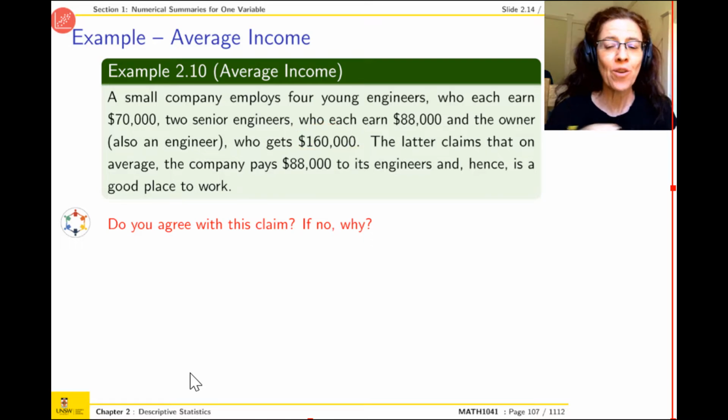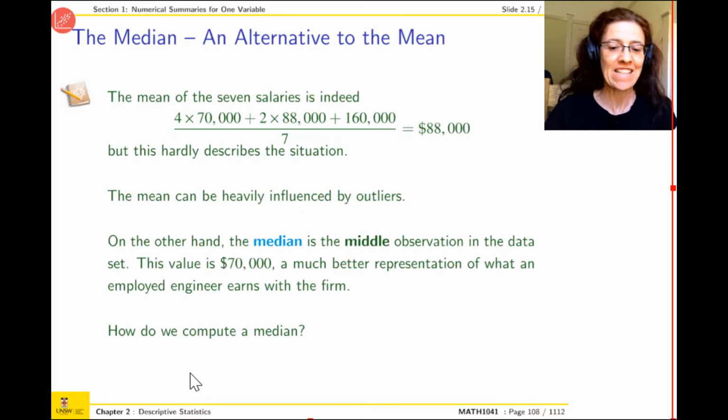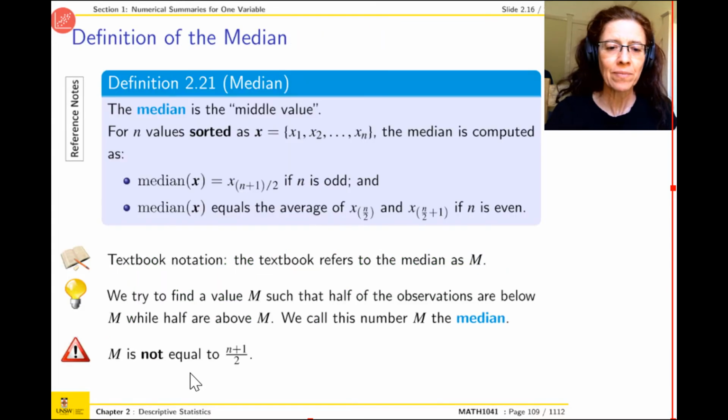So there is a better tool than the mean to calculate that, and it's the median. The median would be the value in the middle of the observations, if you'd like. It's 70,000, and that's a much better representation of the amount of money you could earn if you work there. It's not as sensitive to outliers as the mean. So that's why sometimes it's a better tool. So how do we compute that?